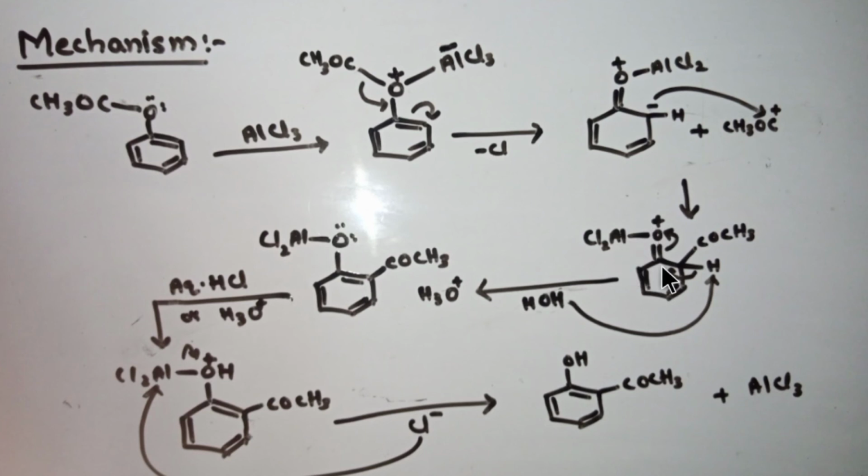This step is also called deprotonation, because a proton will be lost. So H3O+ will be produced, and here is AlCl2. Here in this case I skipped one point, that AlCl3 has a negative charge, that is unstable. To produce stability, one Cl will be lost, and that's why it will become neutral. So that's why I write AlCl2, that is bonded with the oxygen.